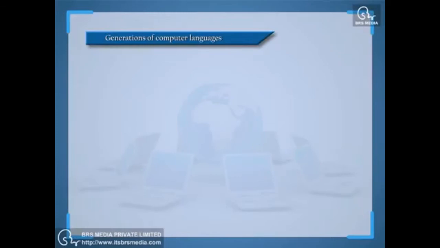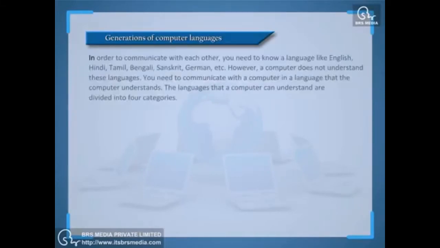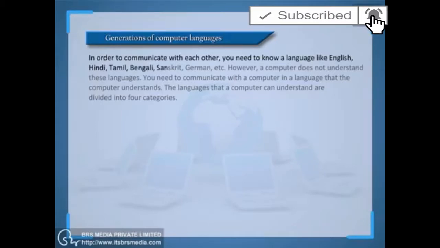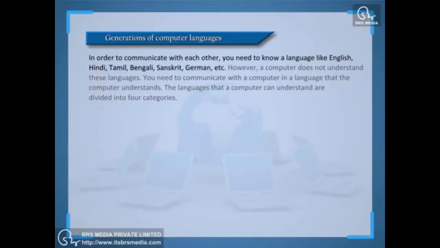Generations of computer languages. In order to communicate with each other, you need to know a language like English, Hindi, Tamil, Bengali, Sanskrit, German, etc. However, a computer does not understand these languages. You need to communicate with a computer in a language that the computer understands. The languages that a computer can understand are divided into 4 categories.